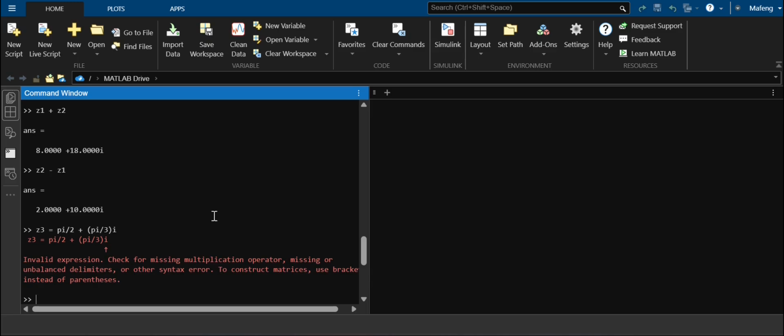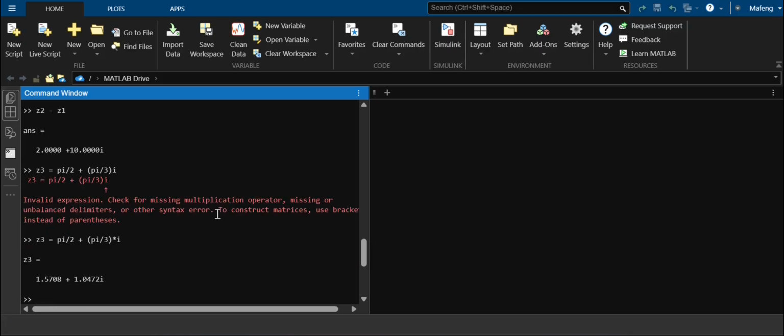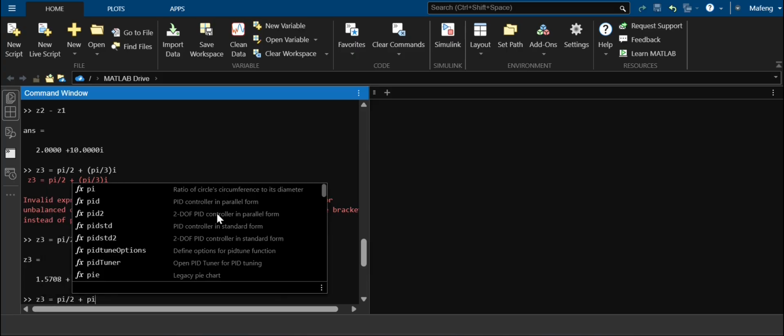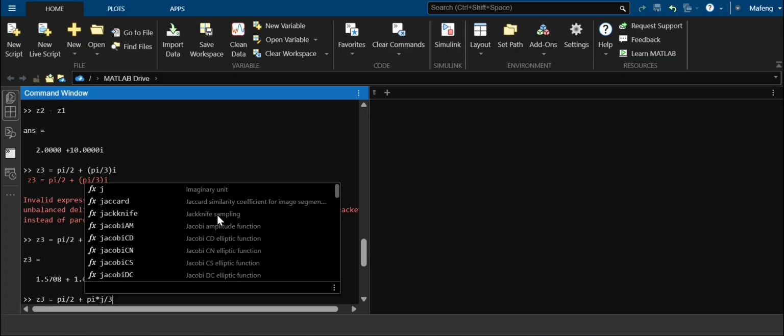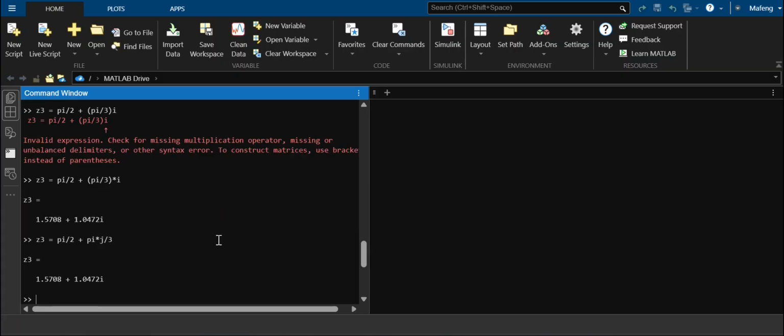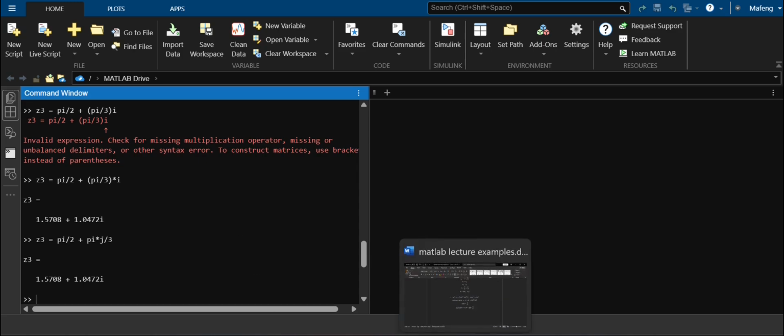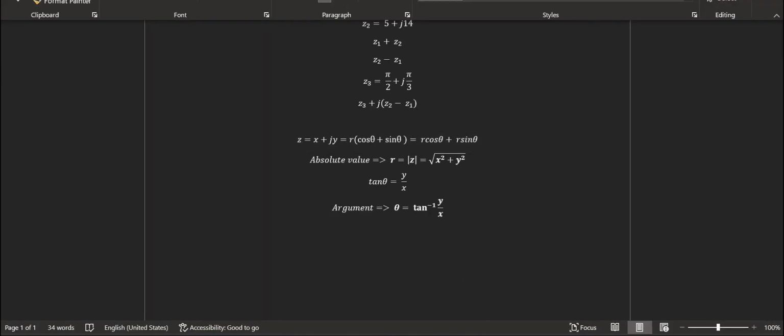Invalid expression. Because of the parentheses, we have to use multiplication. So we can put it like this. Right, another way we could do it is pi over 2 plus pi times j over 3. Both give you the same thing, just multiplying the numerator by I or j. Okay, so this is the decimal representation of this. Okay, next, let me see. Okay, we'll come back to this.